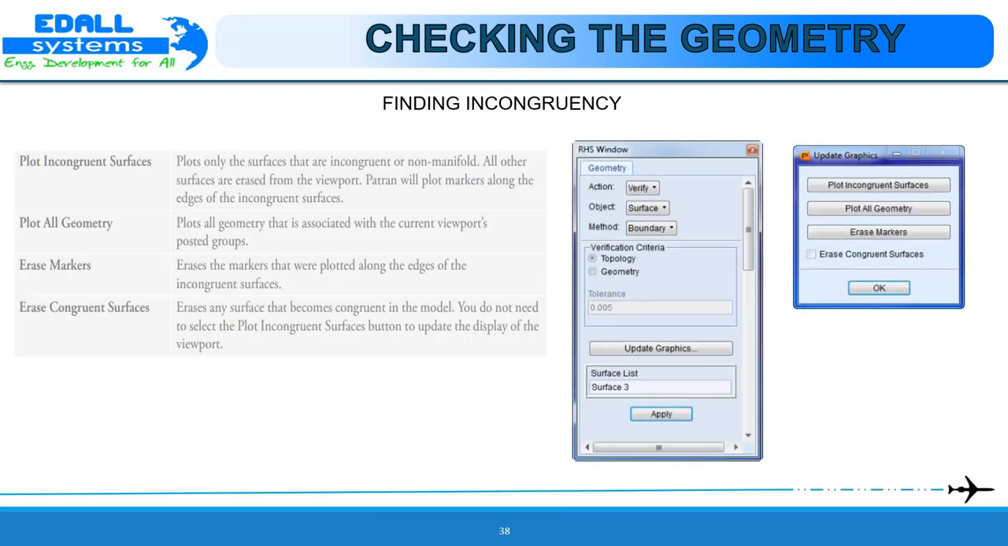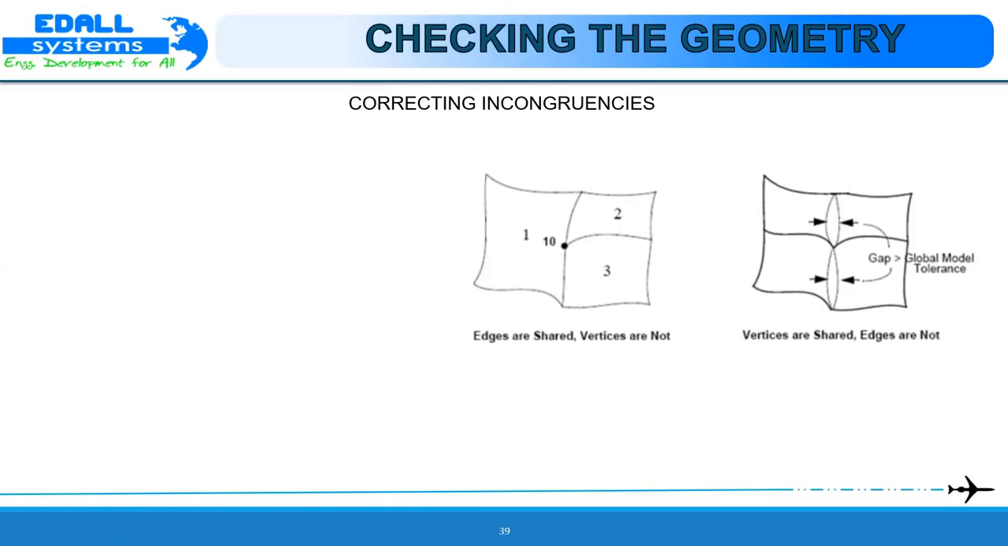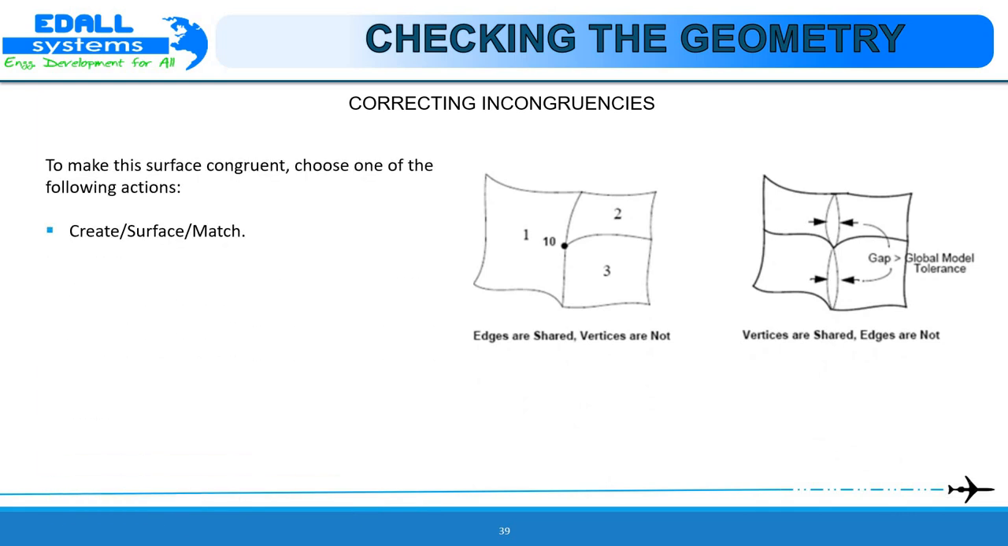Finding incongruency. The geometry form selections Verify Surface Boundary and Verify Solid B-rep help you to locate areas of your model that are topologically incongruent. The update graphics form appears after you press Apply on the geometry form. This form allows you to plot incongruent surfaces within a model. Correcting incongruencies. To make the surfaces congruent, choose the following actions: Create Surface Match or Edit Surface Match.